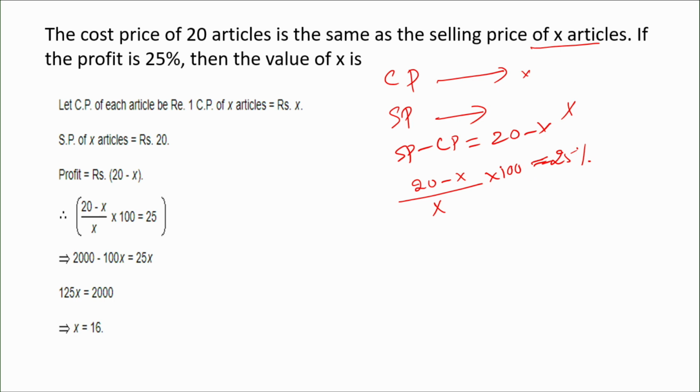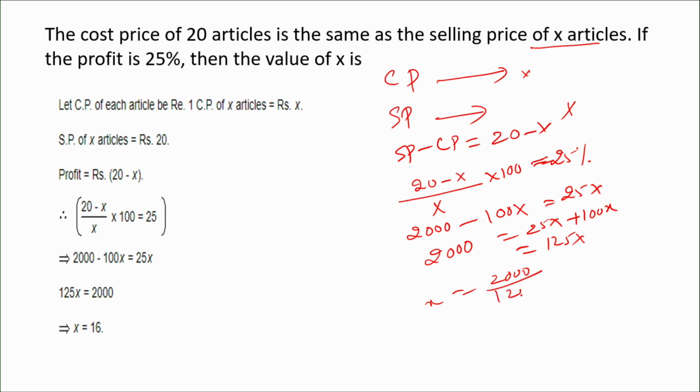Now, multiply with 100: 2000 minus 100x is equal to 25x. Bring x to that side: 25x plus 100x is 125x. So, x is equal to 2000 by 125. 125 times 16 is 2000. So, x is equal to 16, that is it.